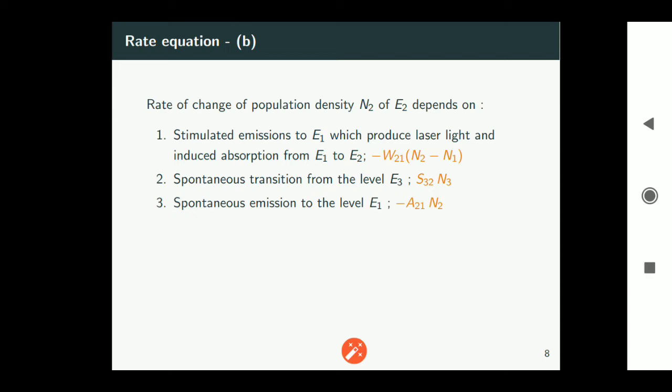So with this one can write the rate of change of population level in N2, which is the rate equation, and that is equal to dN2 by dt equals minus W21 times (N2 minus N1) plus S32 N3 minus A21 N2. Also remember this equation 3, we will be using that equation later.